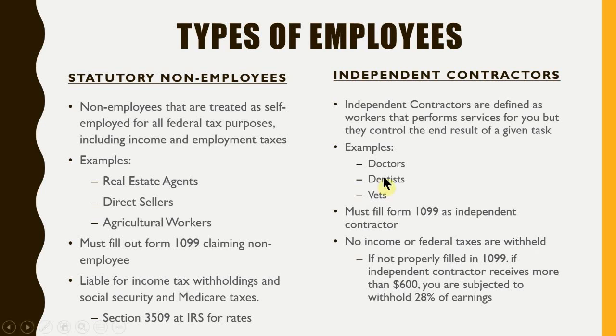Okay? So again, independent contractors are also considered their own individual, self-employed. However, they do control what the end result is. They're given a task, but they control what the end result is. So the most typical examples will be doctors, dentists, vets. You see a specific person, right? They all are in the business of doing one thing and one thing only. They're trying to help the customer with what they need.